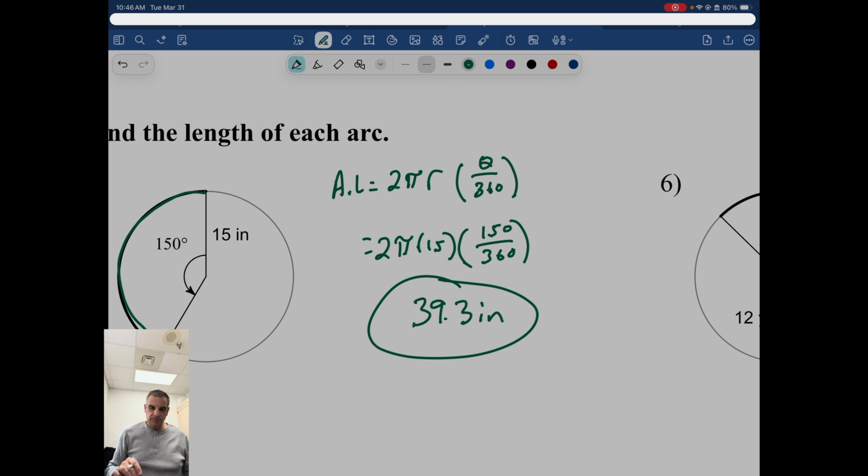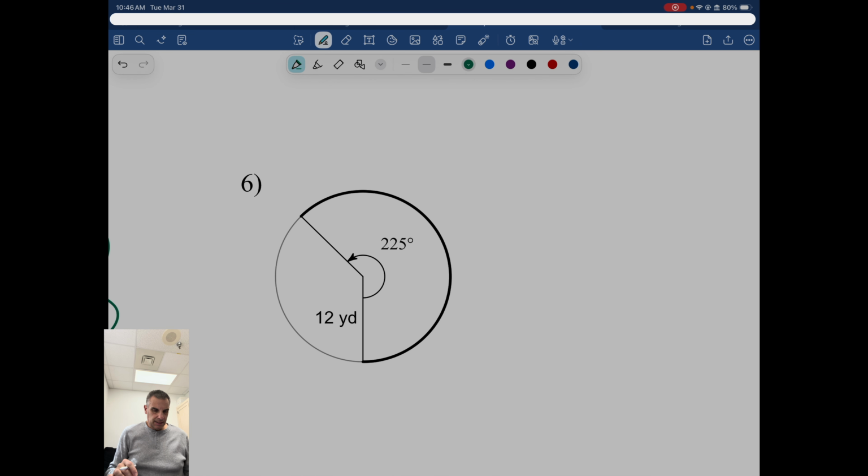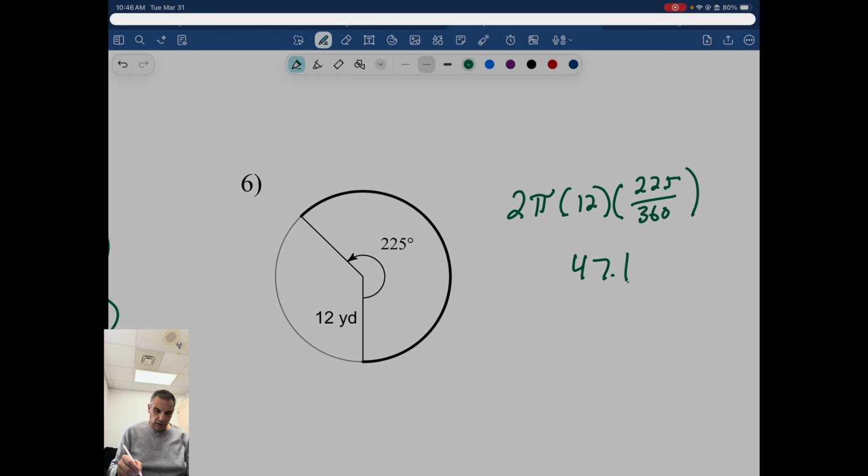And that's your answer. Number 6. Okay, same formula. So I'm going to go 2 pi times 12 times 225 over 360. So 2 times pi times 12 times 225 divided by 360, 47.1 yards. There you go.